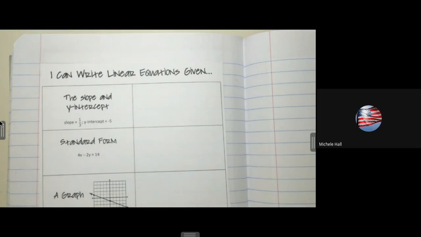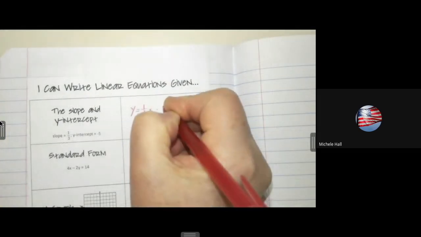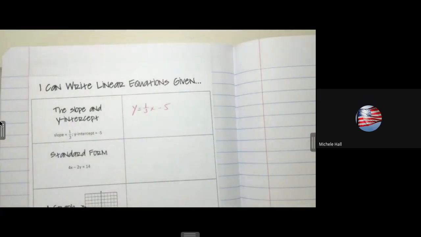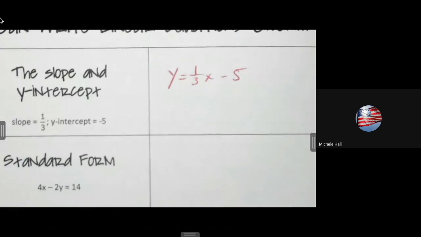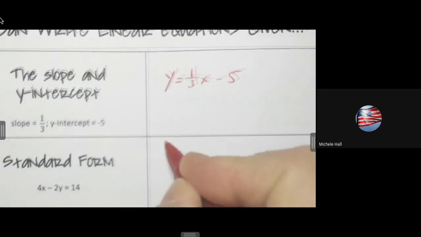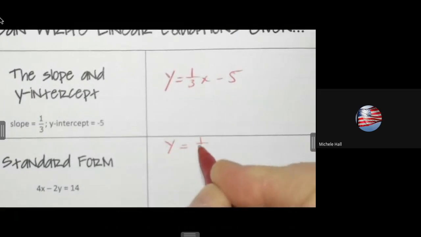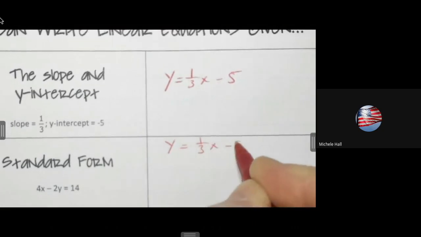Number one, I can write a linear equation given the slope and a y-intercept. Write an equation of a line given the slope and the intercept. There it is. If I'm given a slope and an intercept, then I would use y equals mx plus b, the slope and the intercept. Now we're going to take this and put it into standard form. y equals 1/3 x minus 5.